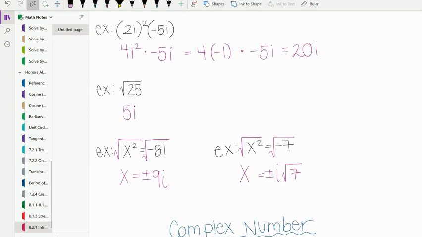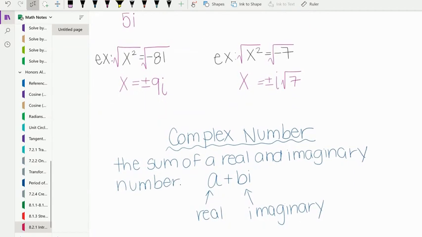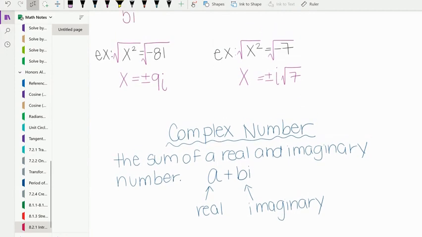The other part of this section is talking about complex numbers and complex solutions. A complex number is the sum of a real and imaginary number. So it's in the form a plus bi, where a represents the real part and bi represents the imaginary part. We could technically say any number is complex, because if we have the number 3, the real part is 3 and the imaginary part would be 0i. And vice versa, if we have an imaginary number like 5i, the real part is 0 and the imaginary part is 5i.